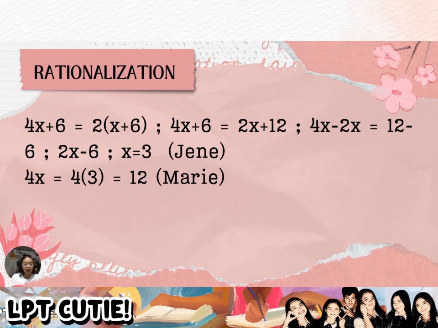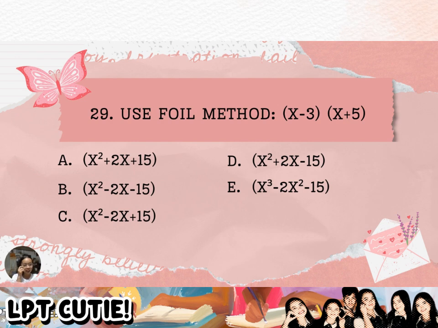Okay, moving on to the next number, we have here: use the FOIL method. We have the group of x minus 3 multiplied by the group of x plus 5. The choices are: we have x squared plus 2x plus 15.